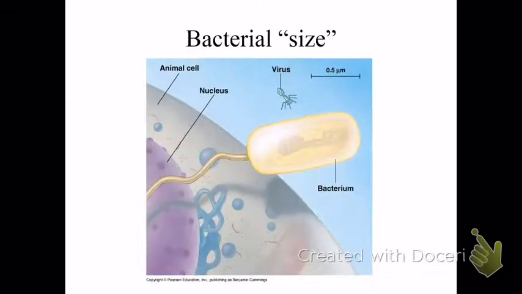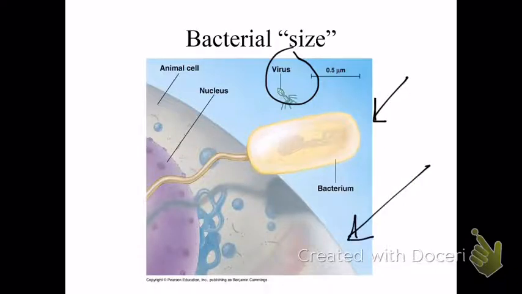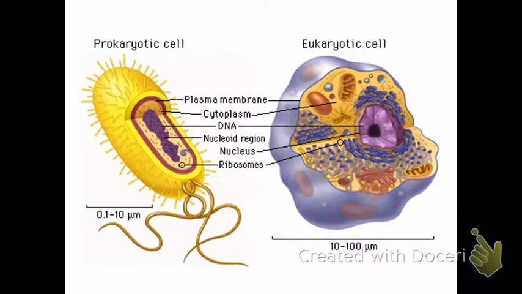I pulled this picture out of an old high school textbook I used to teach out of. I just thought it was really cool to see the difference in size. You can see the virus right here, and then the bacteria is here, and then this would be an average human cell, maybe a cheek cell or skin cell. You can see that bacteria are much smaller than human cells, but viruses are way smaller than anything else. Here's the difference in a prokaryote and a eukaryote.